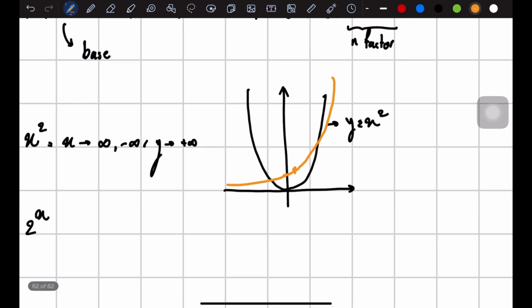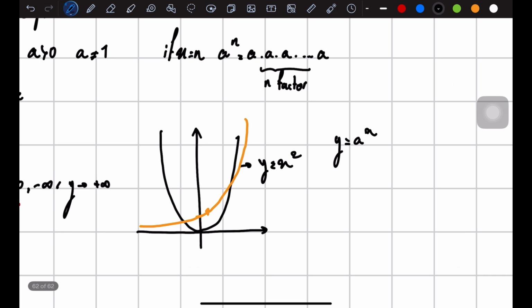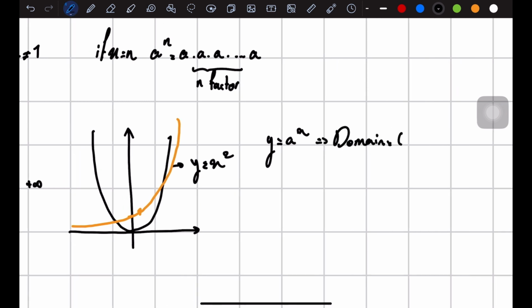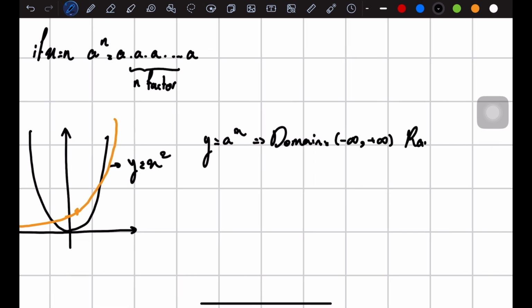The basic form of it would be y is equal to a to the power of x, where the domain is negative infinity to positive infinity, and the range, as we said, when x approaches negative infinity, y goes to 0, but it will never hit 0, so the range is up to positive infinity. It's asymptotic to the x-axis.